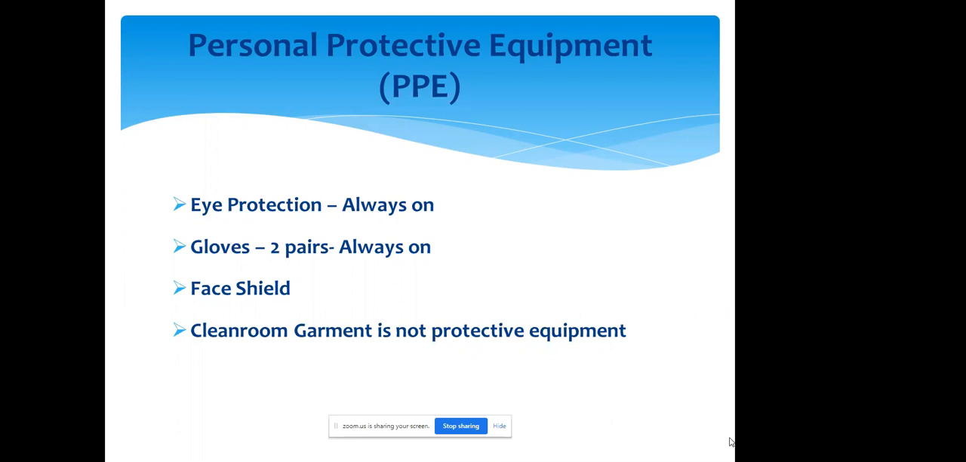without any injuries. And please note that this is on the quiz. I'm giving you a hint. The clean room garment is not protective equipment. Okay? If you spill 5 molar hydrochloric acid on that garment, it's going to go right through it. That's not personal protective equipment.